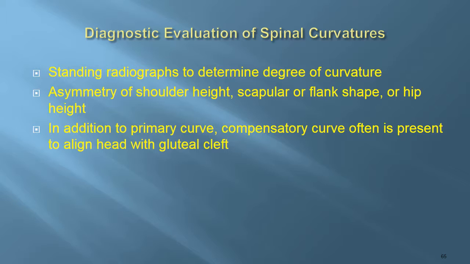Spinal curvatures are diagnosed through standing radiographs to determine the degree of curvature. The practitioner may see asymmetry of shoulder height, scapular or flank shape, or hip height. In addition to the primary curve, there may be a compensatory curve that is often present to align the head with the gluteal cleft.